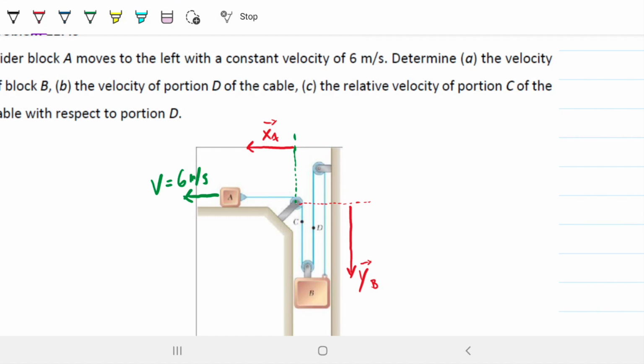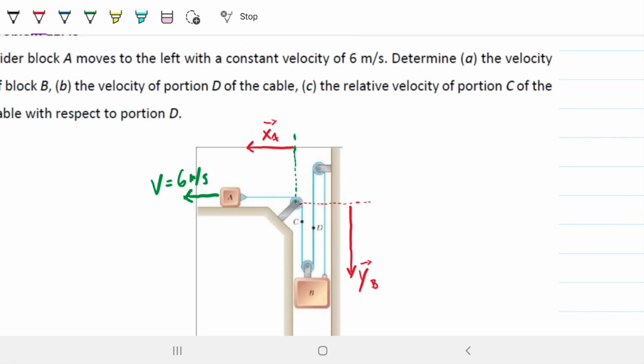Note that this part of the pulley here is kind of useless for our analysis, because whatever happens, if this guy goes up and this guy goes down, it's always going to be the same length. This distance here is always going to be the same, regardless of what happens to B. Obviously, if we had something like C and D here, like they were asking, we would have to take those into account. But for this top part, that's not the case.